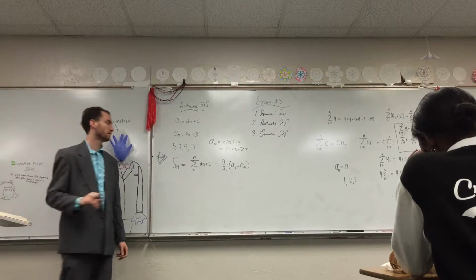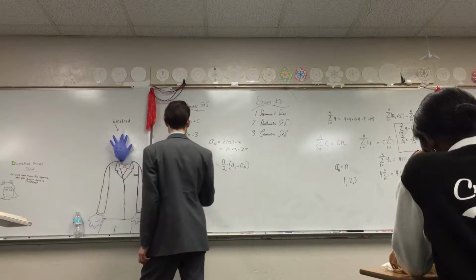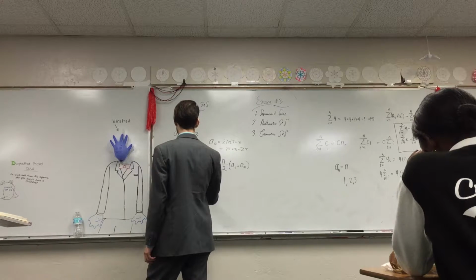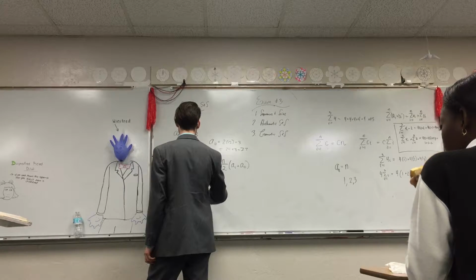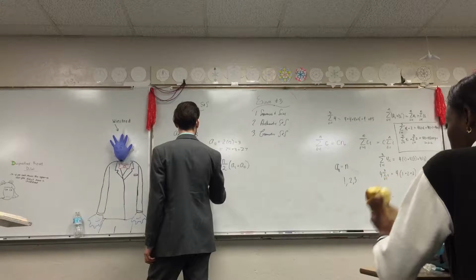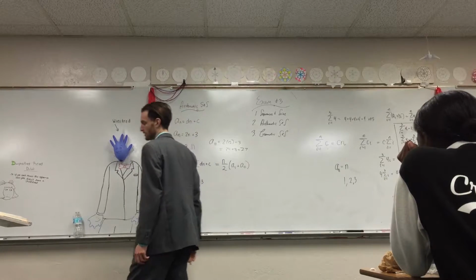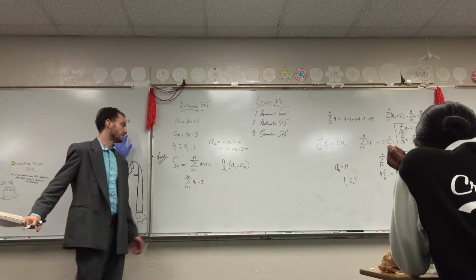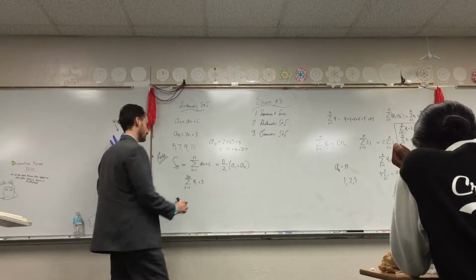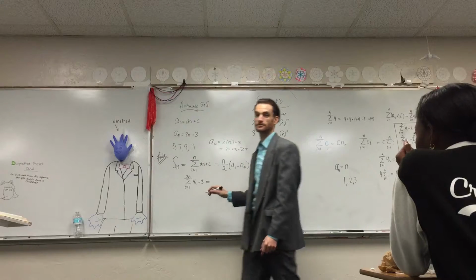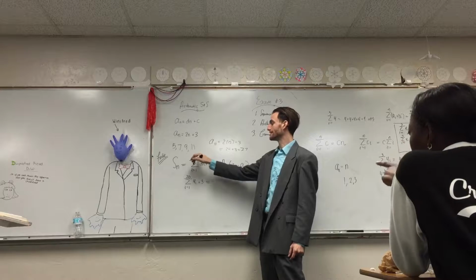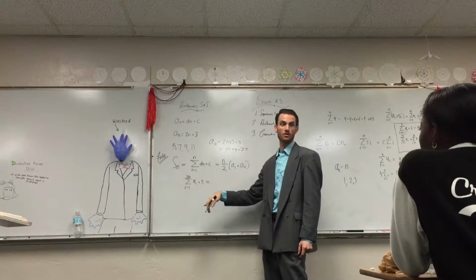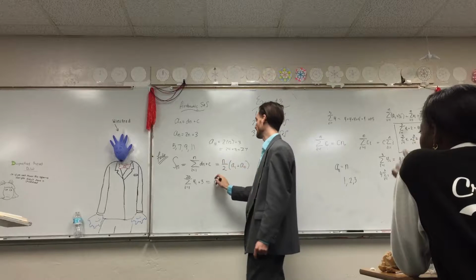Sn equals n over 2 times a1 plus an. So, for instance, if I had the sum from i equals 1 to 20 of 4i plus 3, I just have to plug it into this formula basically. So that equals, what's n in this case? The sum from 1 to n, so the sum from 1 to 20. So n is 20.